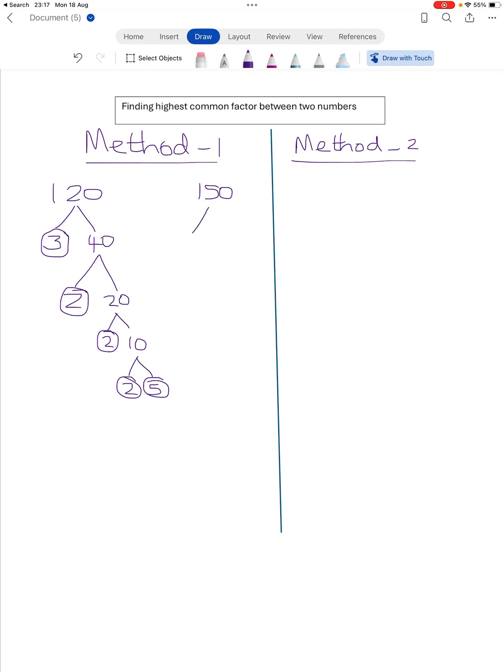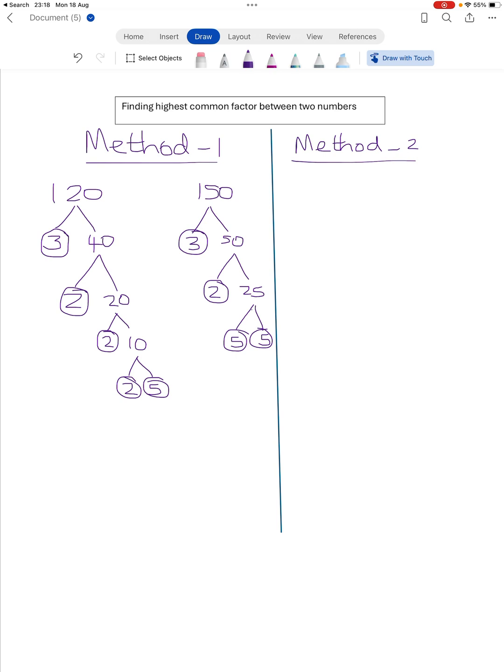The next one, in the previous example, I split this as 2 and 75. Now I'm going to use 3 instead. So I'm going to do 3 times 50. I'm going to circle 3 since it's a prime. 50, I'm going to split this further as 2 times 25. 2 is a prime, so I'm going to circle it. 25, I have to split this again. So 5 times 5. 5 is a prime, so I need to circle both of them.